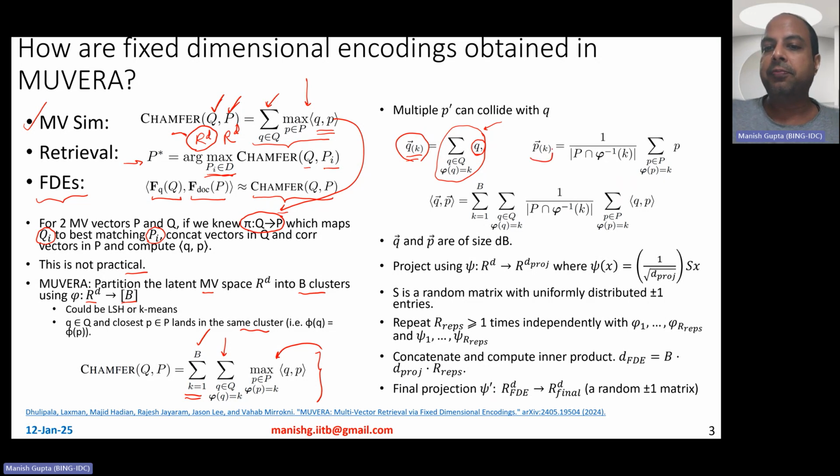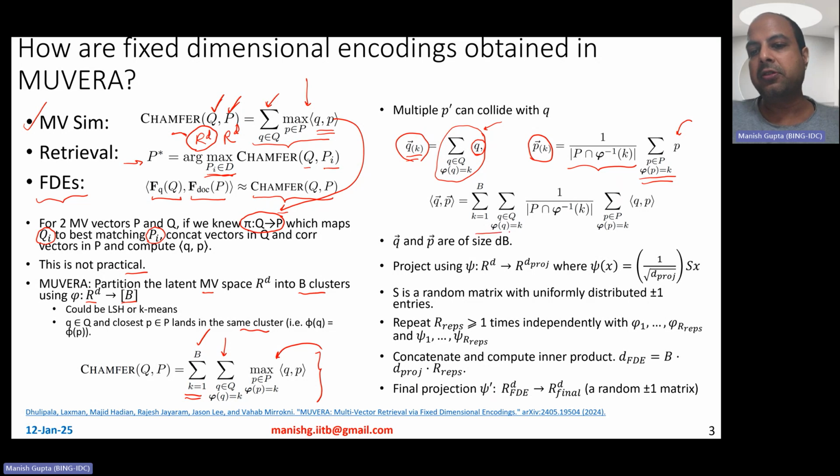And similarly, you do it for P. For P, you don't sum, you compute the average. So you take all those P's which fall in the same bucket K, and you take the average. It's written in a weird manner, but the point is it's just taking the average, the centroid, of all those passage tokens that fall in the same bucket. And then what do you do?